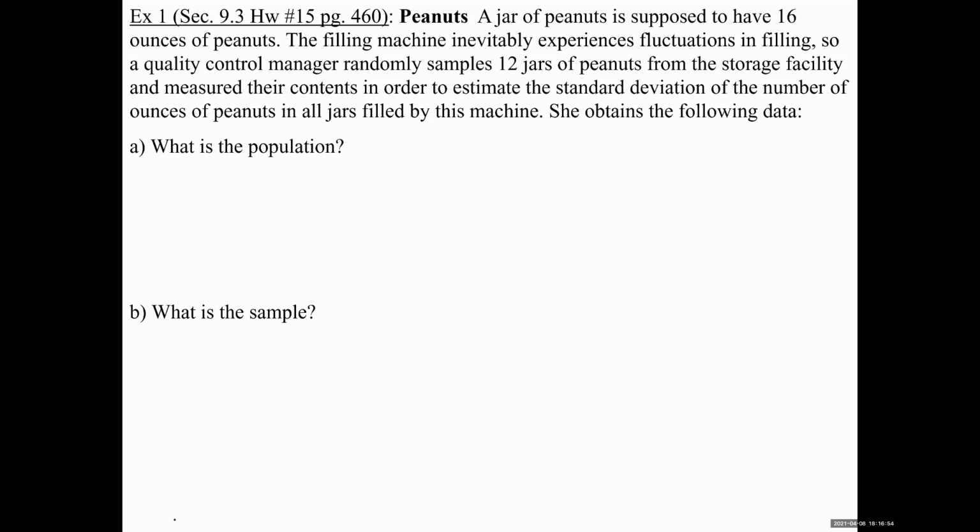All jars of peanuts. That's almost right. Let me write down what you've said. All jars of peanuts. You would need to probably say a little bit more than that, though. All filled by the machine? Filled, yeah. Filled by this machine. So in this problem, there's one machine. That's what we're analyzing to see if it's consistent or not. So there's just one machine, and the population is all the jars that have ever been filled by this machine.